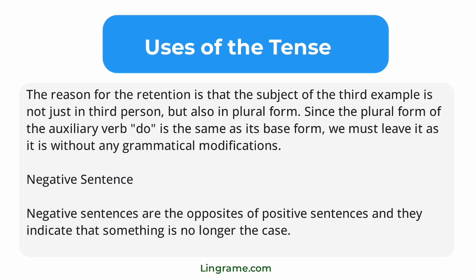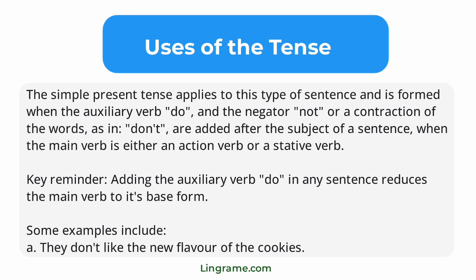Negative sentence. Negative sentences are the opposites of positive sentences, and they indicate that something is no longer the case. The simple present tense applies to this type of sentence, and is formed when the auxiliary verb do, and the negator not, or a contraction of the words, as in don't, are added after the subject of a sentence, when the main verb is either an action verb or a stative verb. Key reminder: adding the auxiliary verb do in any sentence reduces the main verb to its base form.